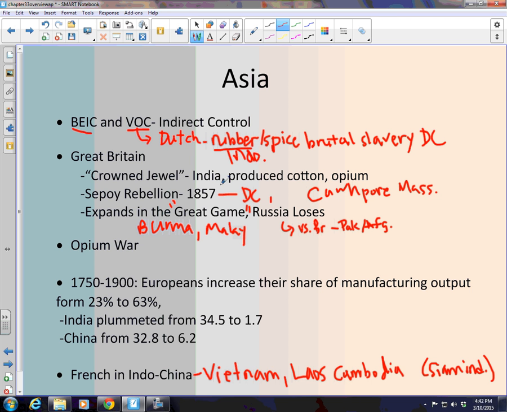Back to India. India produced some very important things for the British, such as raw cotton and also opium, which was their main export good to the Chinese, which we got a little sense of with the Opium Wars. After the Sepoy Rebellion in 1857, the Sepoys are the soldiers of the British, who were Indian in descent. After that rebellion in 1857, British took direct control over India.